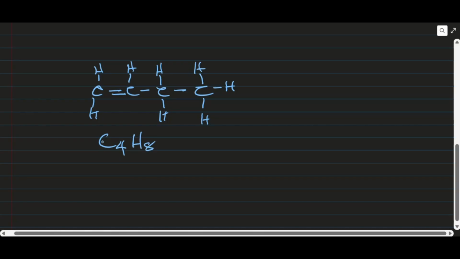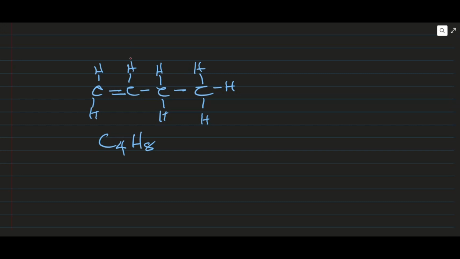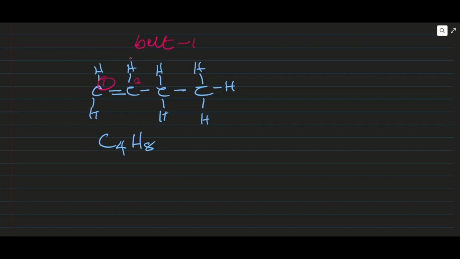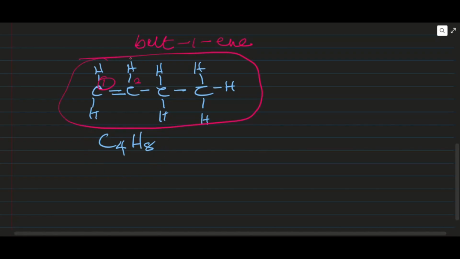It is C4H8. Now, our double bond is between carbon number 1 and carbon number 2. So we are going to name it after the carbon with the lowest number, which is 1. So this is going to be but-1-ene. And then the structural formula is this, and the molecular formula is this.